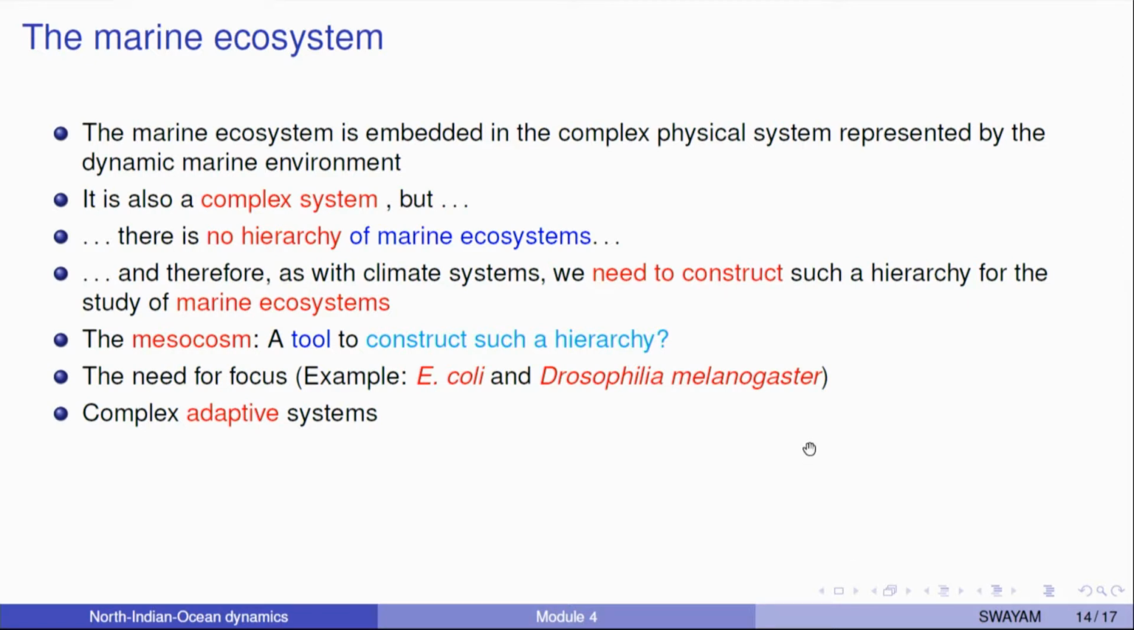The marine ecosystem is embedded in the complex physical system represented by the dynamic marine environment, and therefore it's also a complex system. There is no hierarchy of marine ecosystems, so we need to construct this hierarchy. Maybe the mesocosm, in which you carry out experiments in situ in the ocean, can provide such a tool. We still need a focus, as pointed out by Sackhild, but must keep in mind that there's a difference between the ecosystem and the climate system.